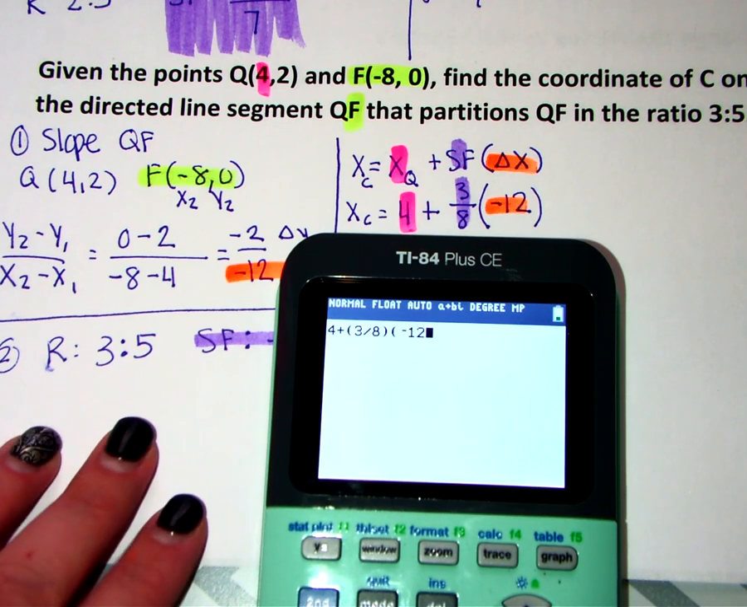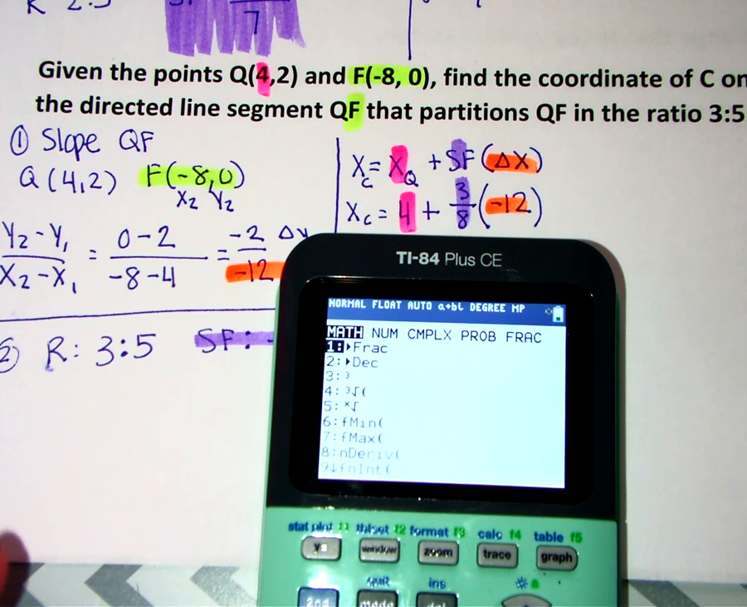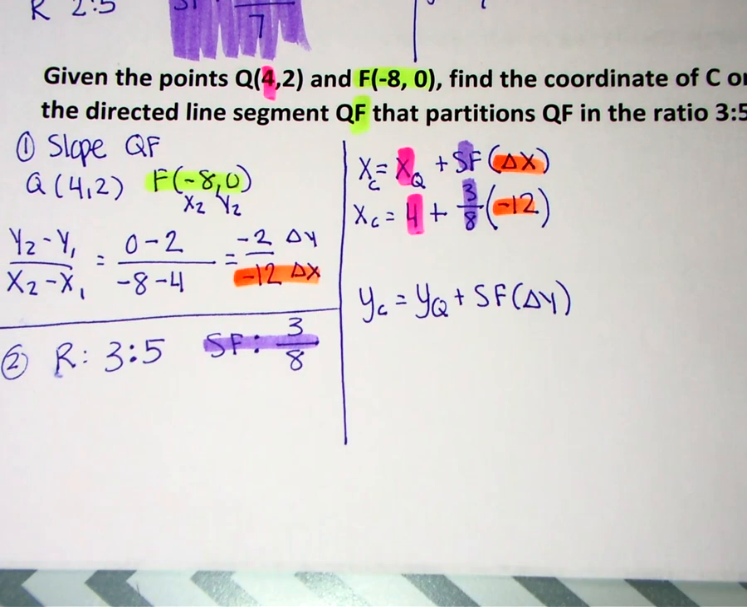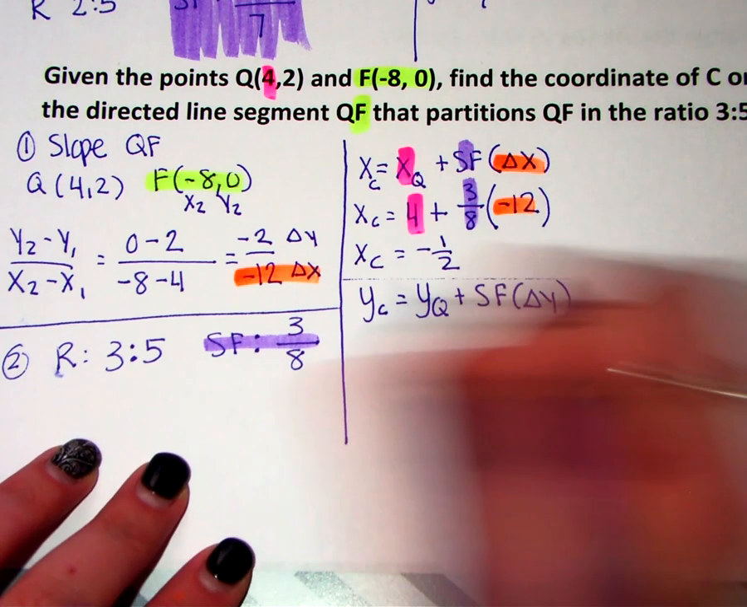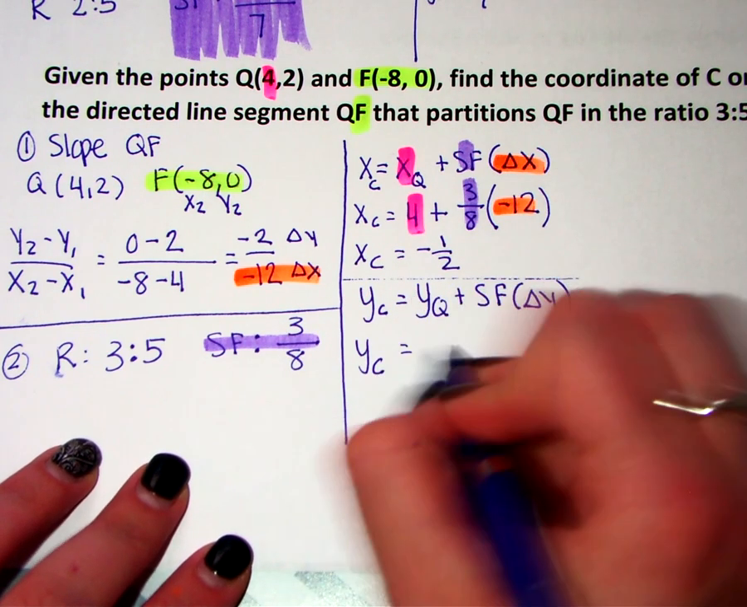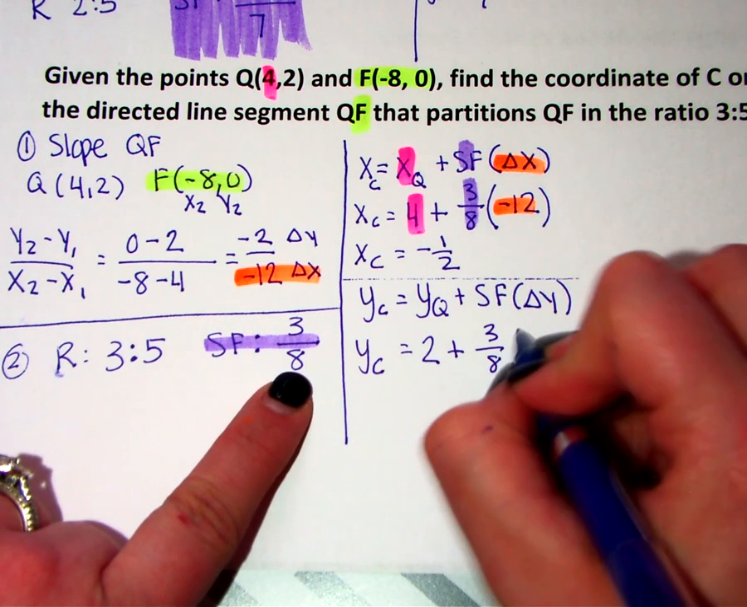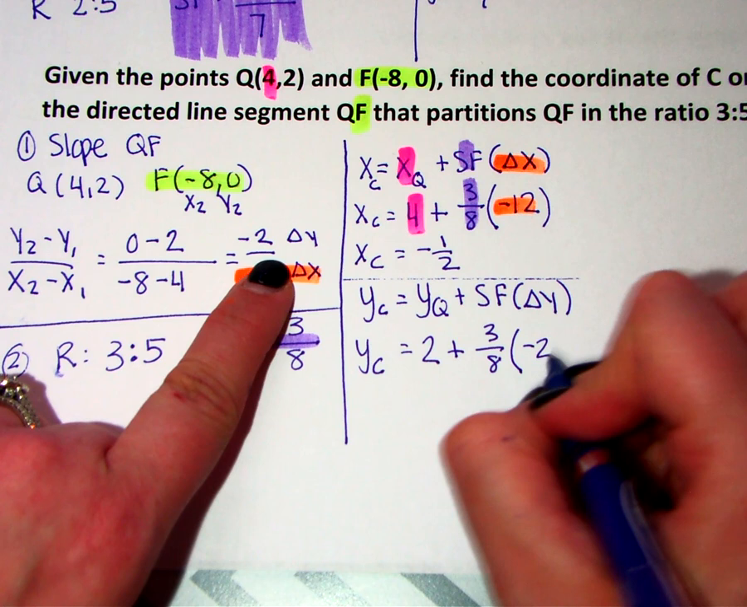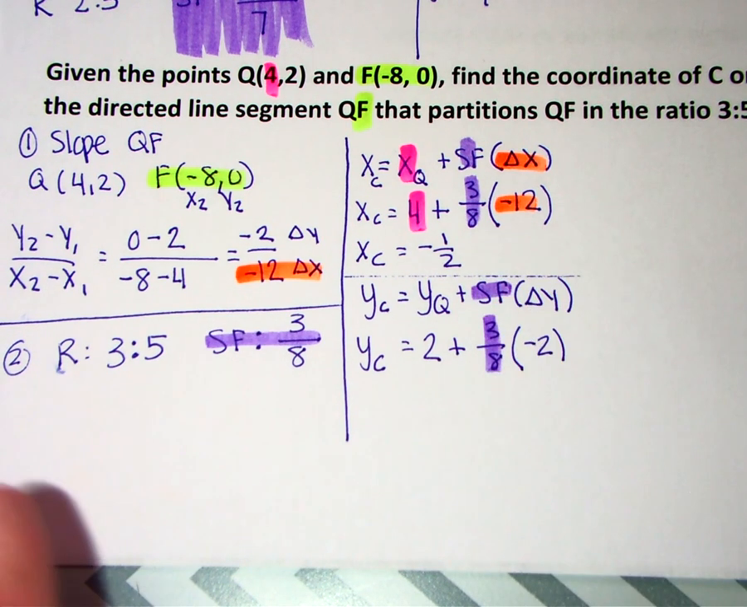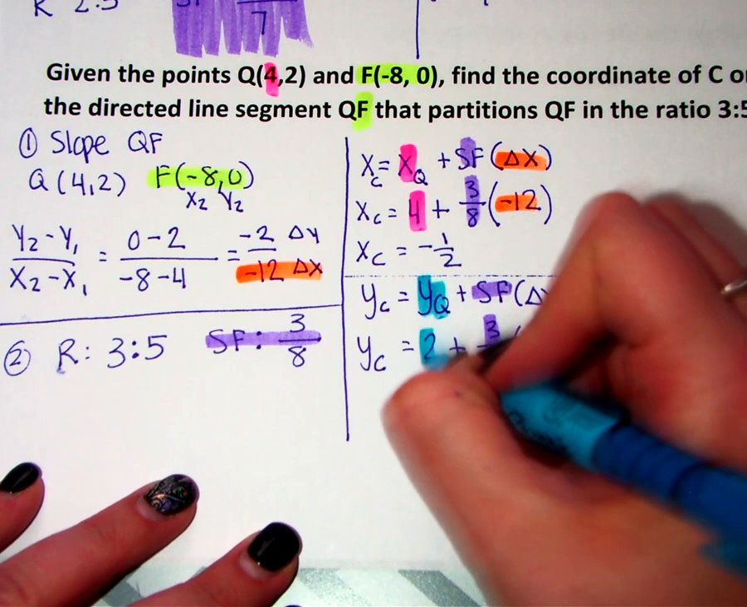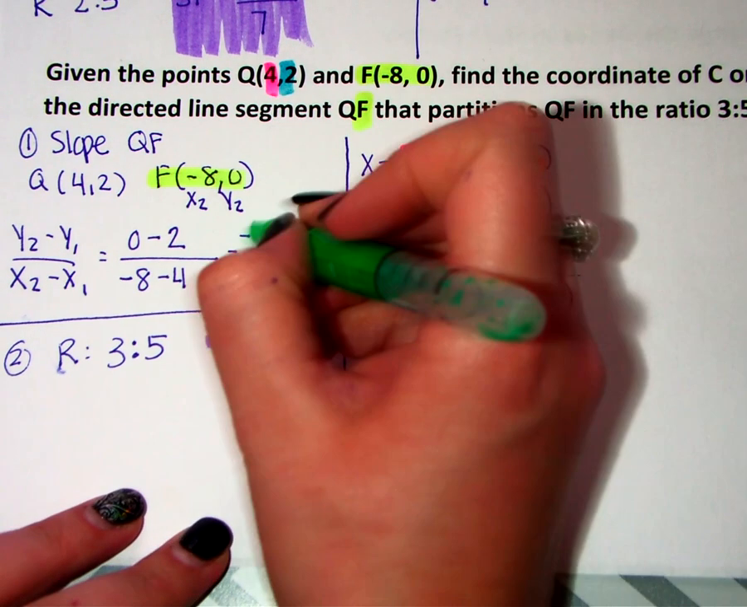So 4 plus 3/8 times negative 12 gives me a decimal of negative 0.5. So math, enter, enter, negative 1/2. So X sub C is negative 1/2. All right, let's do Y. Y sub C, my Y sub Q value is 2 plus my same scale factor of 3/8 times negative 2. Remember, scale factor does not change as we move through this problem. I'm getting my Y sub Q value from the 2, and I'm getting my delta Y from the slope formula.